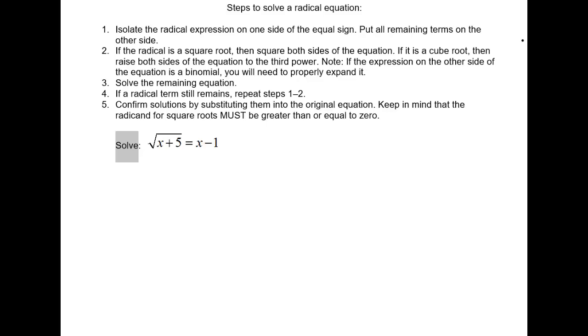Solve the square root of x plus 5 equals x minus 1. Step 1. Isolate the radical expression on one side of the equal sign. The radical expression is already isolated, so we go to step 2. If the radical is a square root, which it is in this case, then we square both sides.